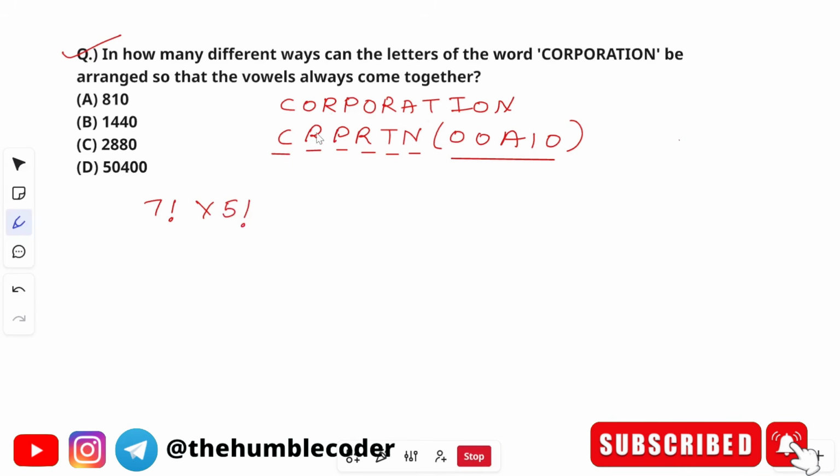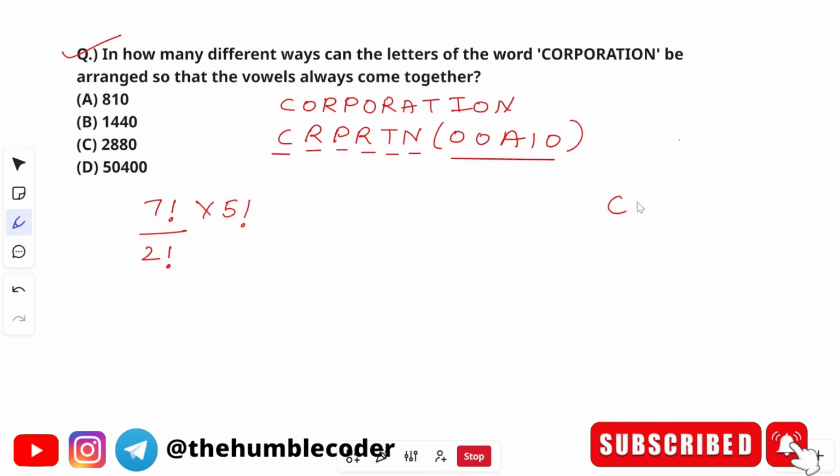In the consonants we have a repeated letter. R is repeated twice. So what I need to do is divide by 2 factorial. Just remember this: whenever a letter is repeated more than once, like twice or thrice, we divide by that number's factorial. For example, if R had come 3 times, we would have divided by 3 factorial. Now I'll also explain why we are doing this.